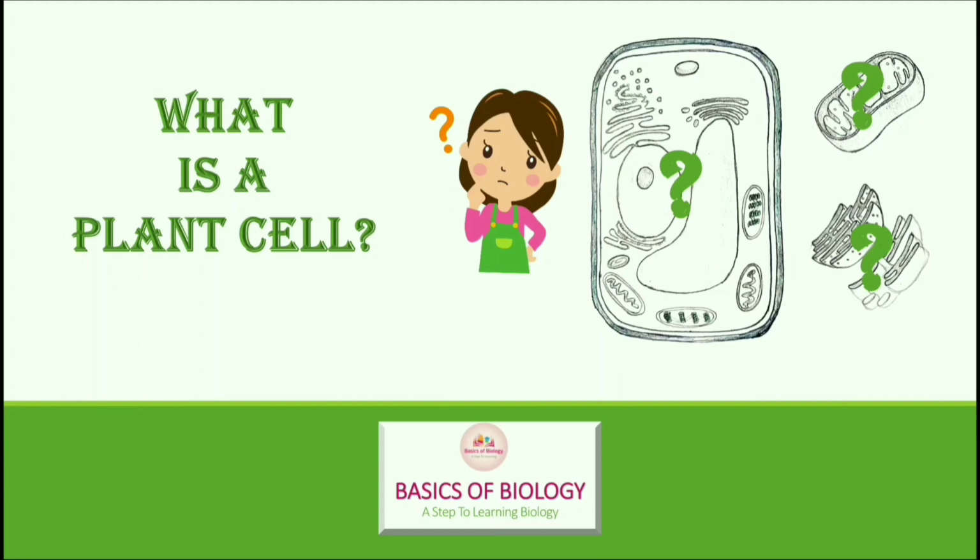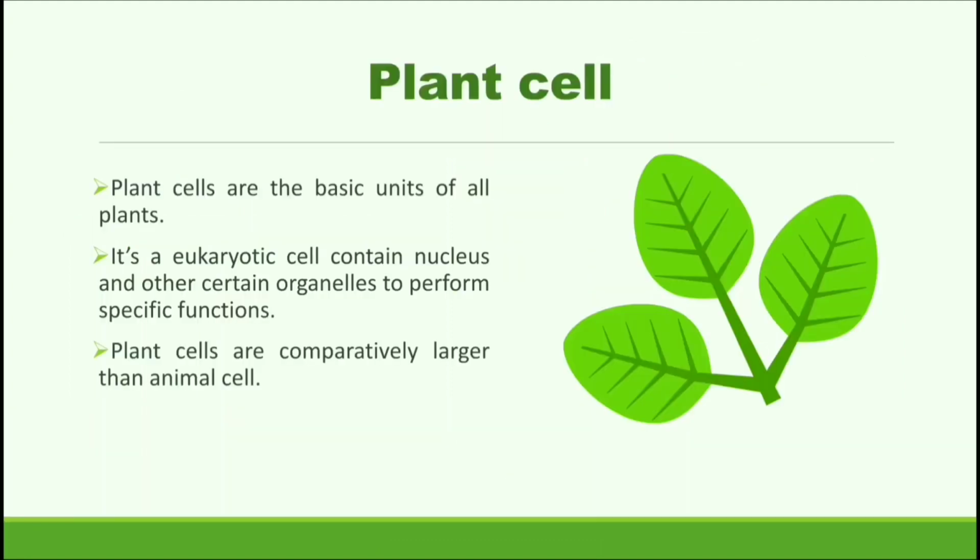Today we are going to discuss what a plant cell is. So let's start the topic. Plant cells are the basic and fundamental units of a plant. It's a eukaryotic cell, which means it contains a true nucleus and other organelles. Why do I call it a true nucleus? Because it has 4 parts: nuclear membrane, nucleoplasm, nuclear reticulum, and nucleolus.